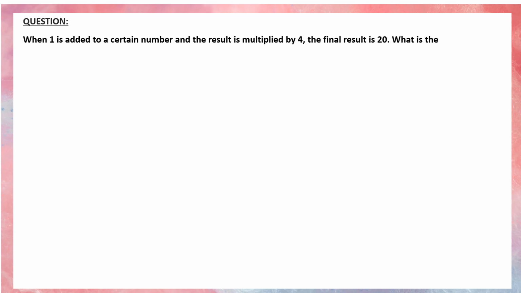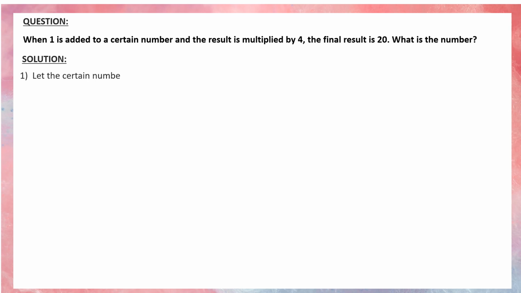So we're looking at a question, and this time around the question is: when 1 is added to a certain number and the result is multiplied by 4, the final result is 20. What is the number? We'll quickly look at the solution.